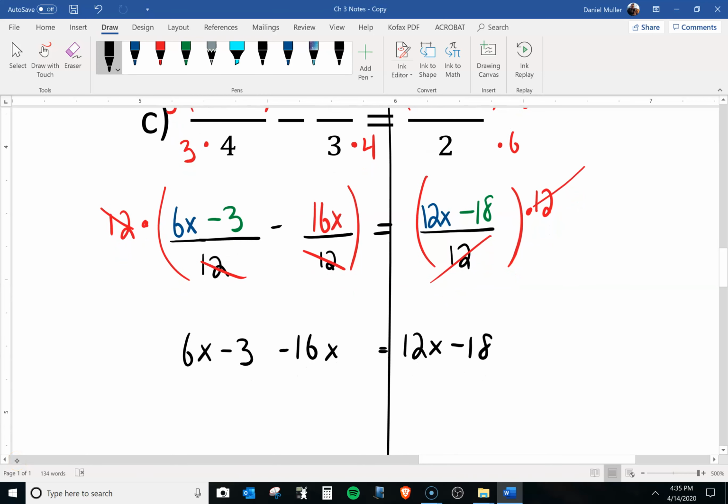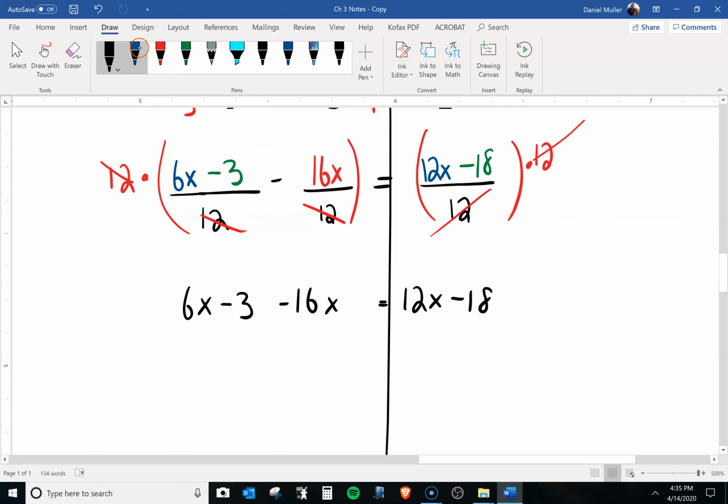After you have got rid of your denominators, then you want to get rid of any brackets. No, there are none. Then you want to make sure that you combine any like terms, and it does actually look like I've got some like terms here. A 6x and a negative 16. 6 and negative 16, if you added them, would be negative 10.